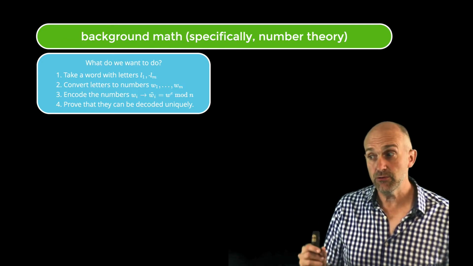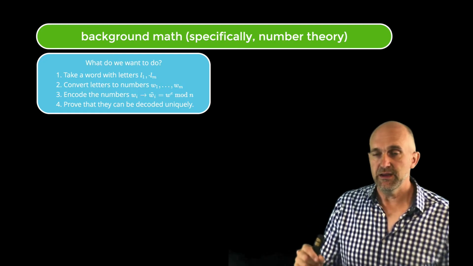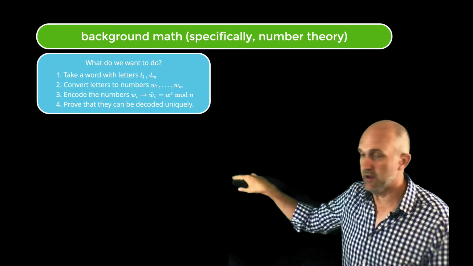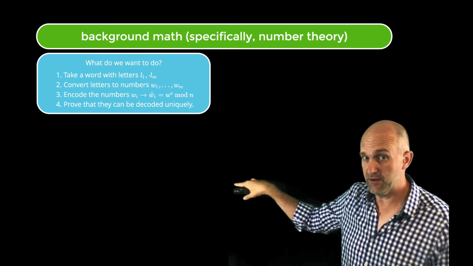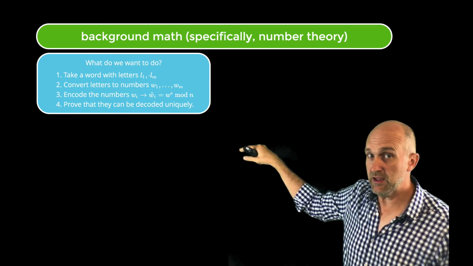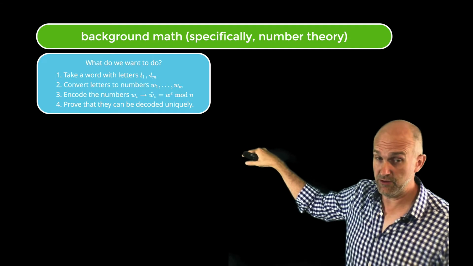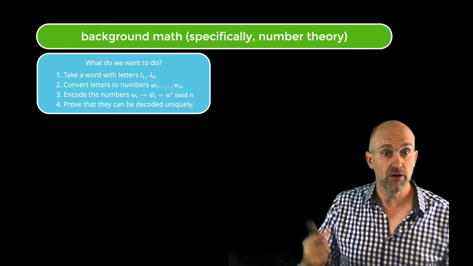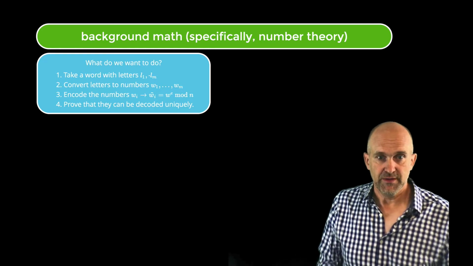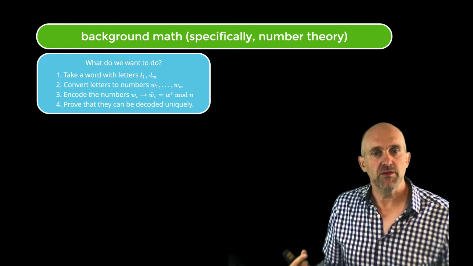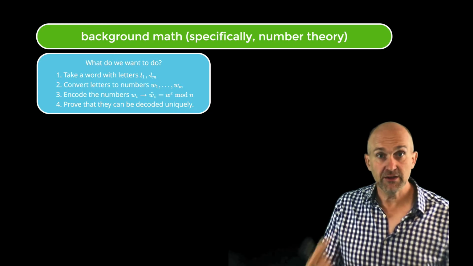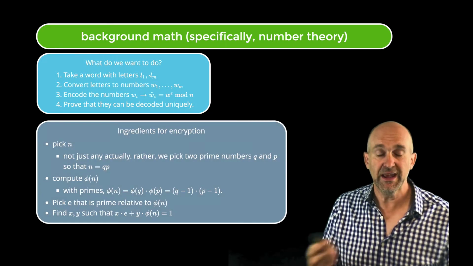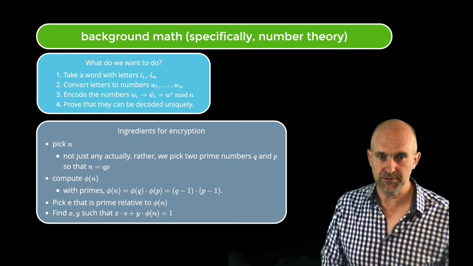And then you apply an encoding function. In this encoding function, we take the number that we assign to the letter, raise it to the power e of some particular number e, which we have to determine yet, and then compute this modulo some number n, which we also have to determine. Then we want to prove that this is actually a decoding. So it's an encoding, and then we want to show that we can decode it.